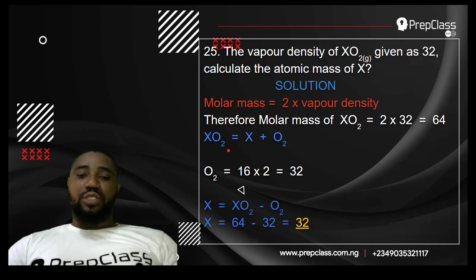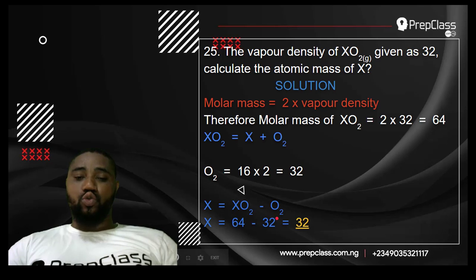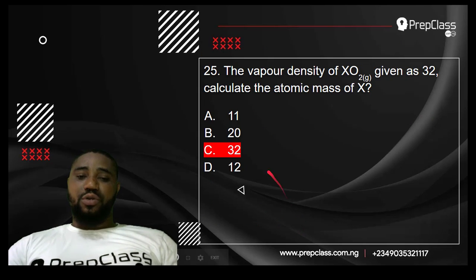So if XO2 is X and O, that means for you to find X, you have to subtract O2 from XO2. So that was what I did here. So X becomes XO2 minus O2. So X becomes, what's XO2? 64 minus, what is O2? 32. And your answer is what? 32. So 32 is your answer.